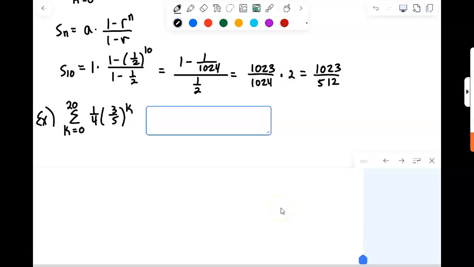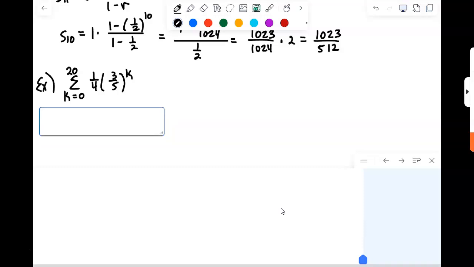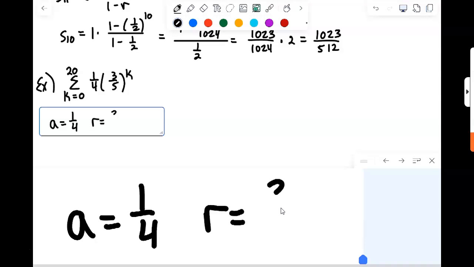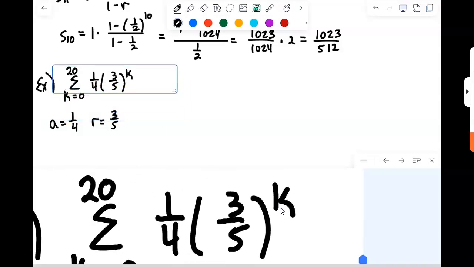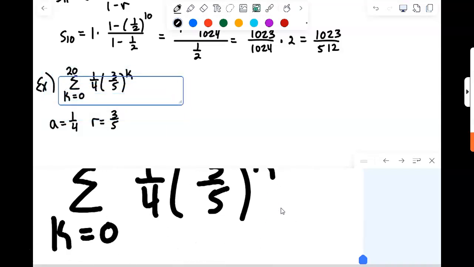Okay, so here we have the sum as k goes from 0 to 20 of 1/4 times 3/5 to the k. So immediately from this, I recognize that my a number is 1/4, and the ratio I'm dealing with here is 3/5. Okay, so that's the first thing I recognize. I see my sum is starting from 0 to 20.